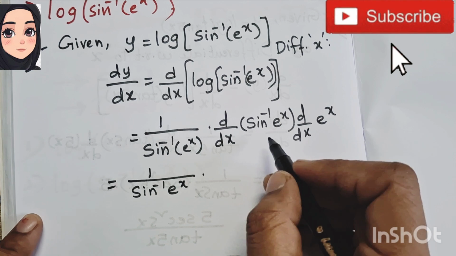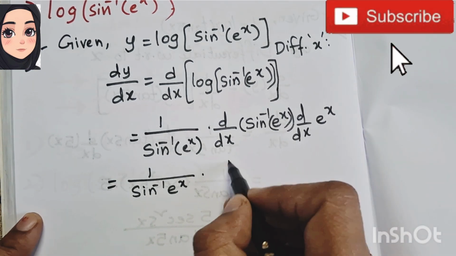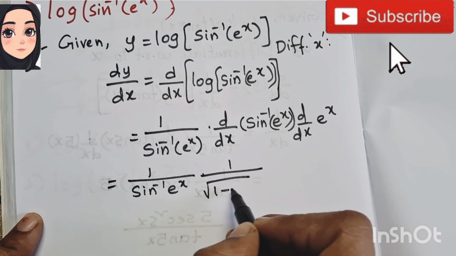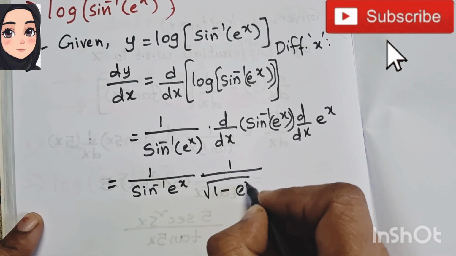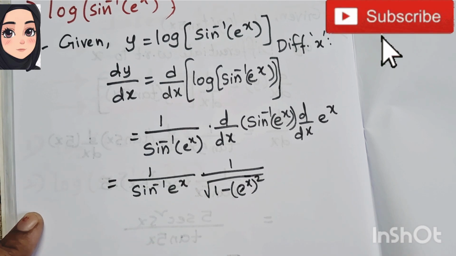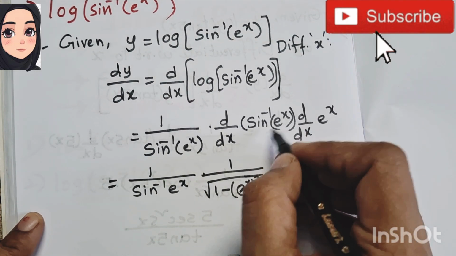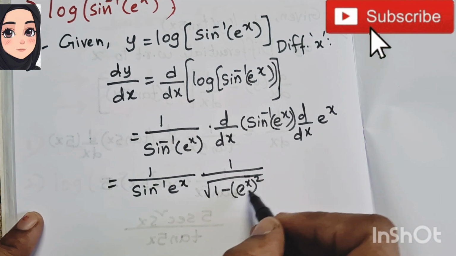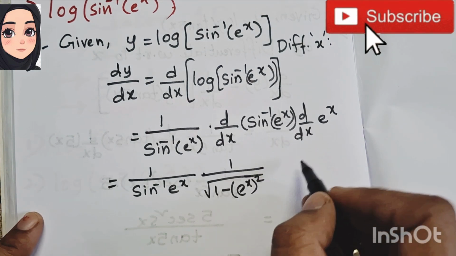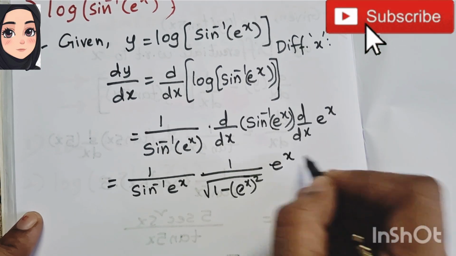Now 1 by sin inverse e power x into d by dx of sin inverse e power x. The derivative of sin inverse x, we know the formula, is 1 by under root 1 minus x square. Here x square means e power x whole square, since in place of x we have e power x. Into d by dx of e power x, which is always e power x only.